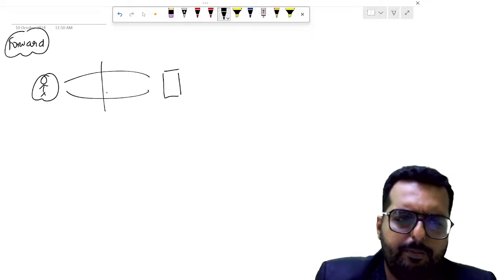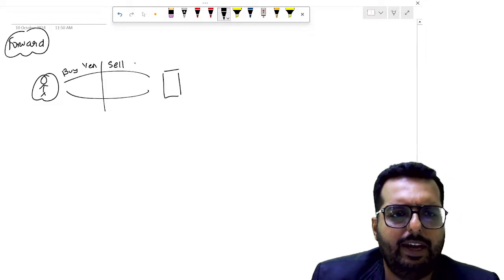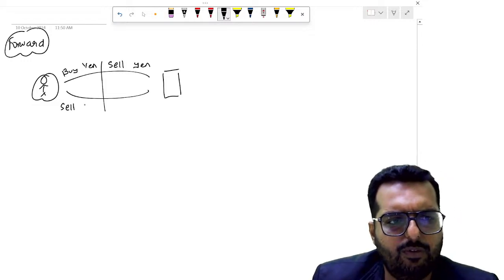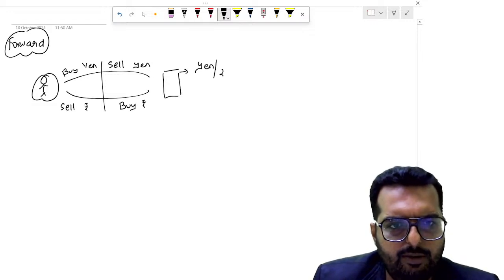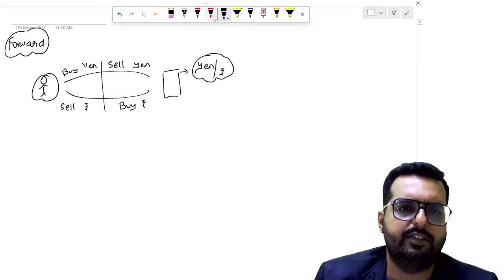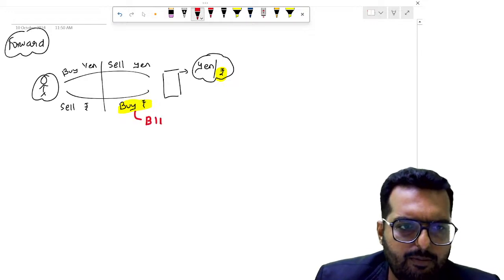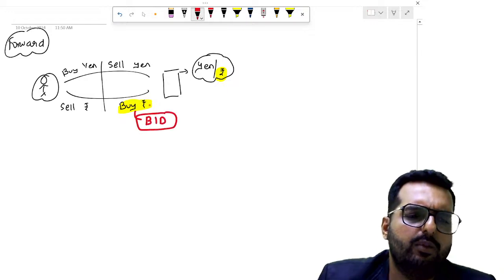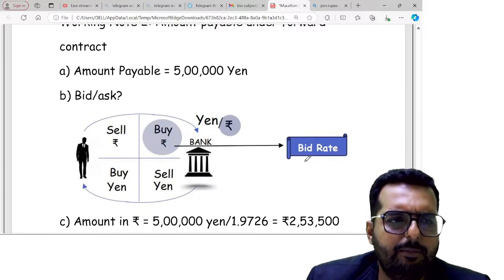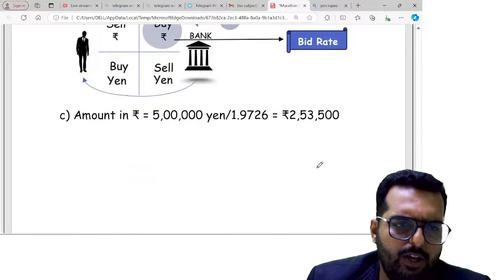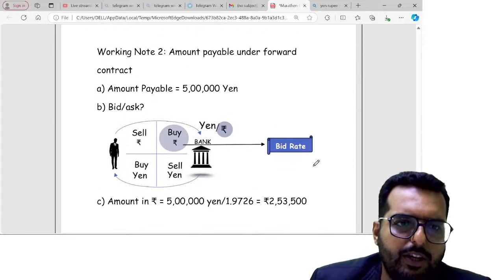So what am I supposed to do? Is it payable? Yeah, yen payable. So what will I do? I will buy yen. What will the bank do? Bank will sell yen. In return, what will I do? Sell rupee and the bank will buy rupee. So here I'll write down yen per rupee is the exchange rate. Am I right? Commodity is rupee. Bank is buying rupee. So what rate is applicable over here? It will be the bid rate. So we have to take the forward bid rate and solve it. Shall we check it together? See, they have given the same diagram over here. It is the bid rate. So using bid rate, you get the answer as 2,53,500. Can you write down this part in your books now?